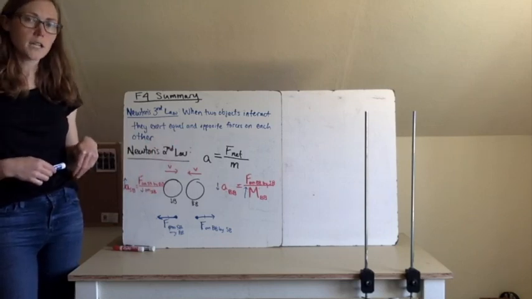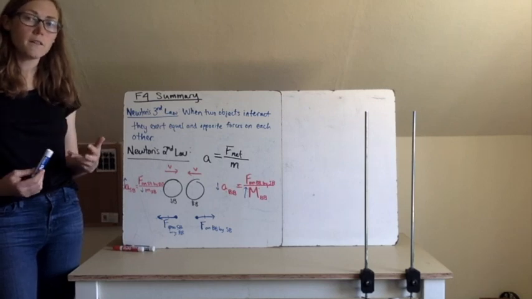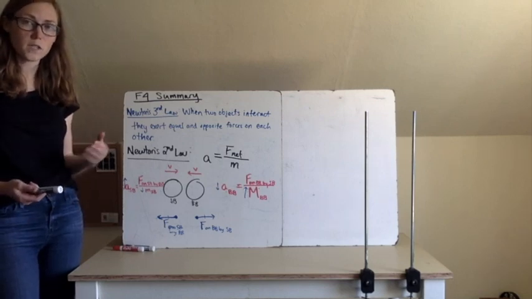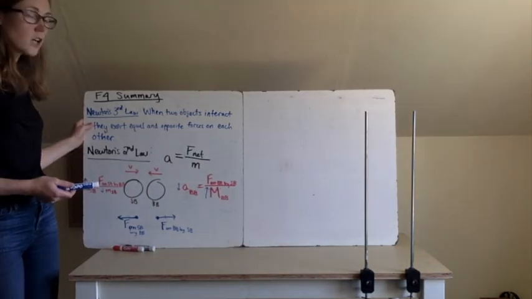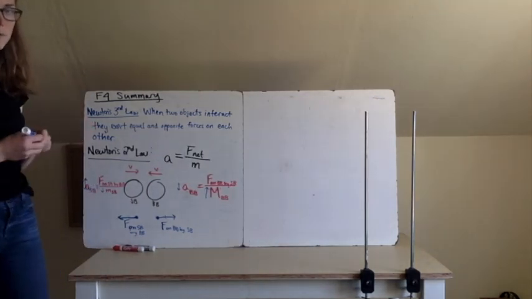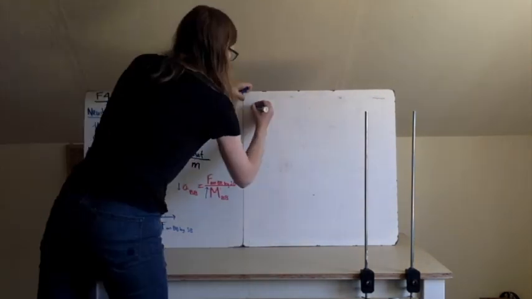So these would be considered force pairs because they're due to the interaction of the two objects, and they appear on different diagrams. Now this is very different than the concept of balanced forces. Balanced forces always appear on the same object. So let me add that note over here.